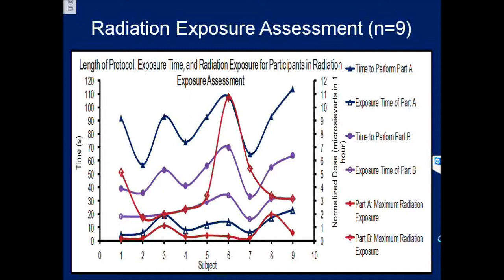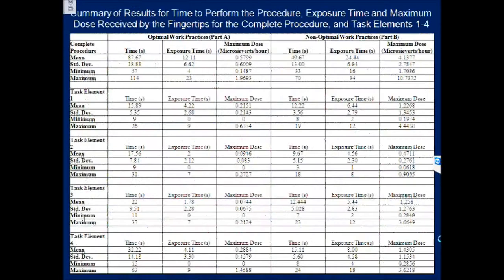So basically what we're saying is, sure, it may be faster to use non-optimal work practices, but the difference in the amount of exposure is so much less when you use optimal. You're much better off using your best work practices. And this basically shows the numerical results of my summary.